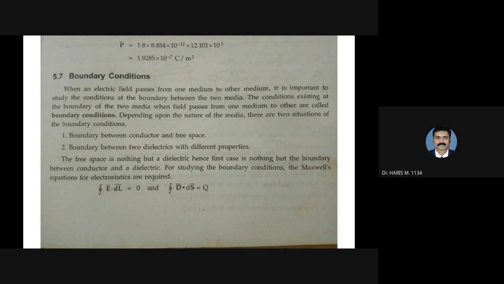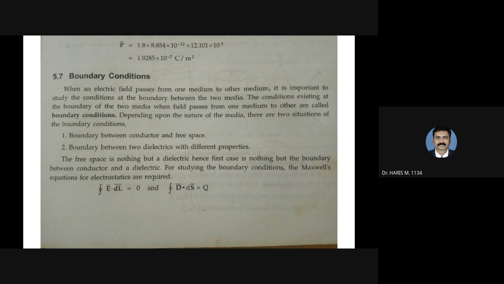So when we are applying the electric field to these materials, and if the boundary is present, that means, for example, the electrons have to travel from one medium to the other medium, then it is very much important to study these kinds of conditions at the boundary between the two media. So the conditions existing at the boundary of the two media when the field passes from one medium to the other medium are called boundary conditions. Depending upon the nature of the media, there are two situations. Mostly these two situations will come into existence.